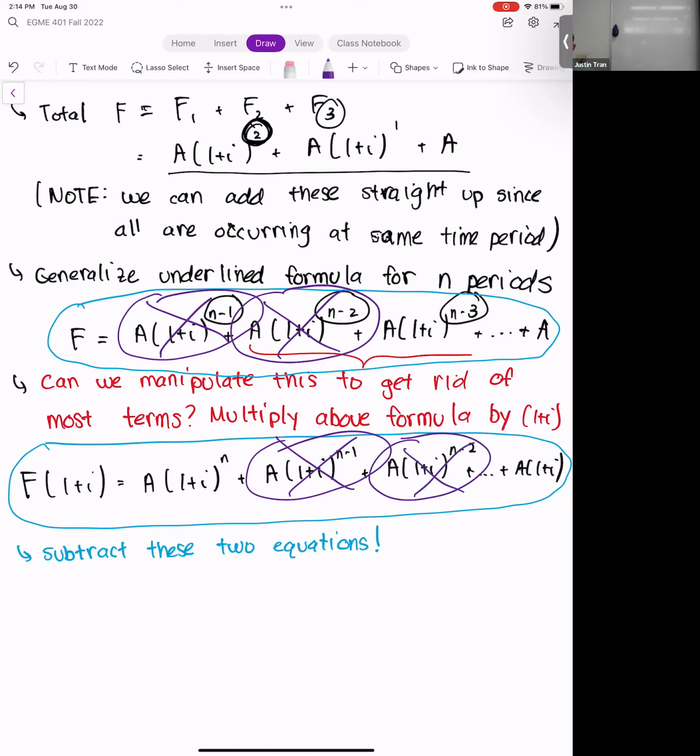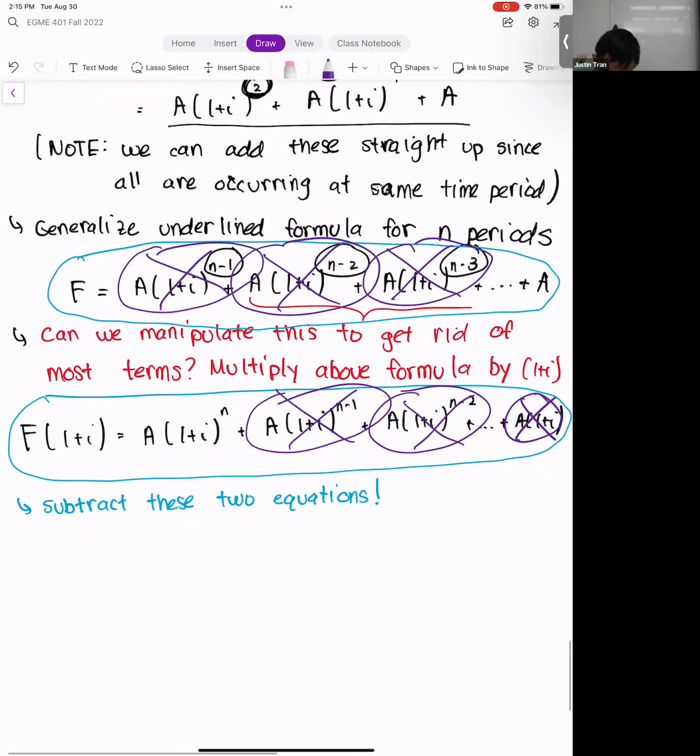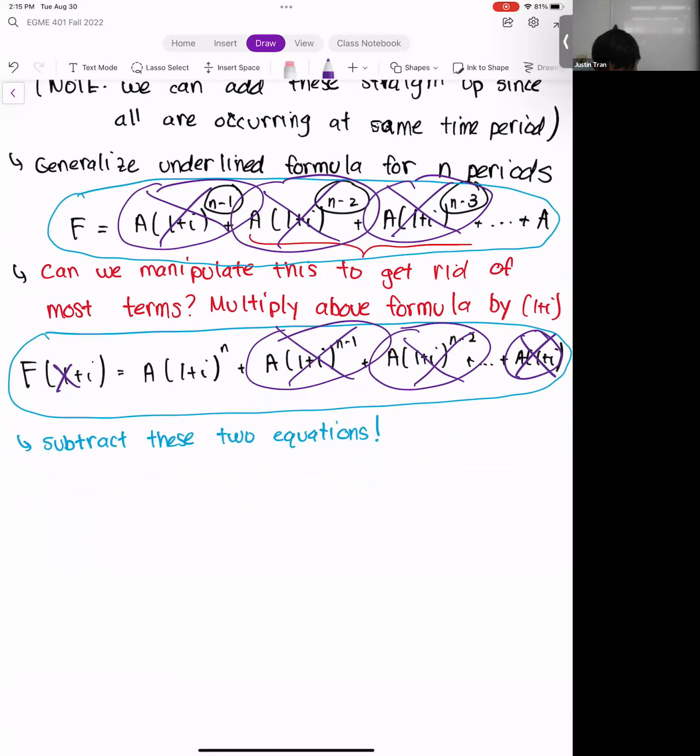And you can't really see it because there's so many more terms. The N minus 3 is going to cancel out as well. So a lot of terms here are actually going to cancel out, and what we're left with is just a few different terms. So this 1 here is going to cancel out on the left as well. And so what we're left with is F times I is equal to A times 1 plus I raised to the N minus A.